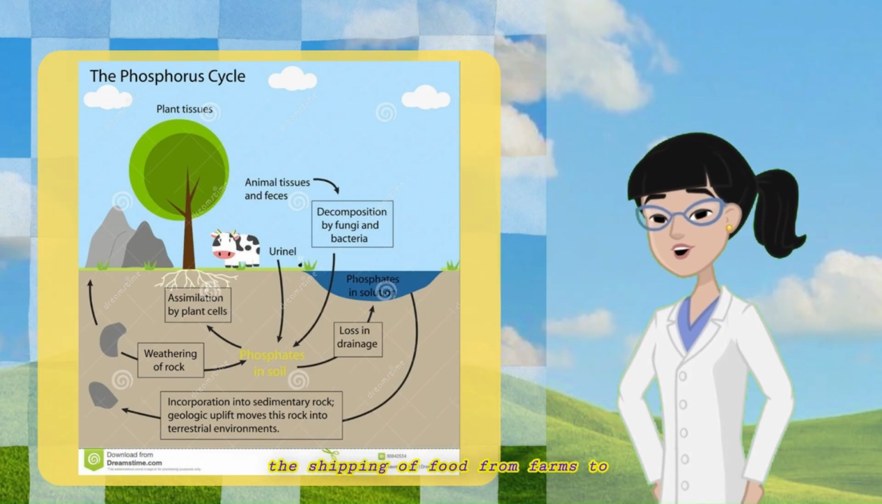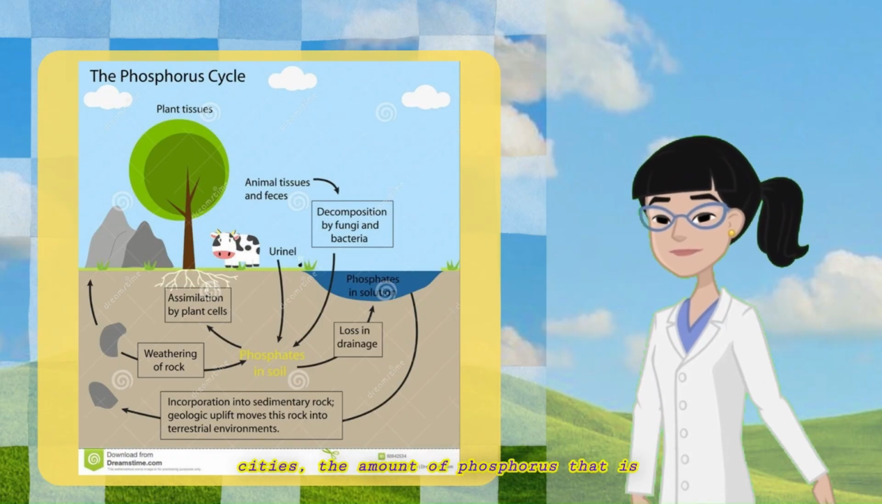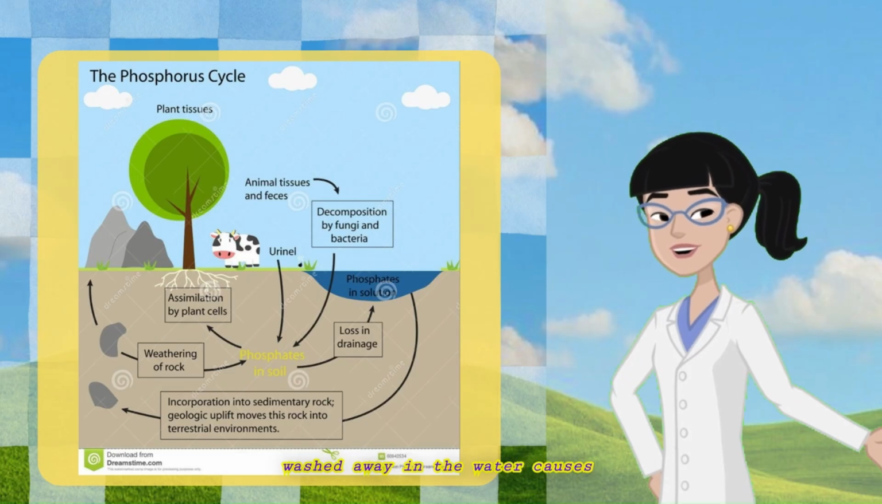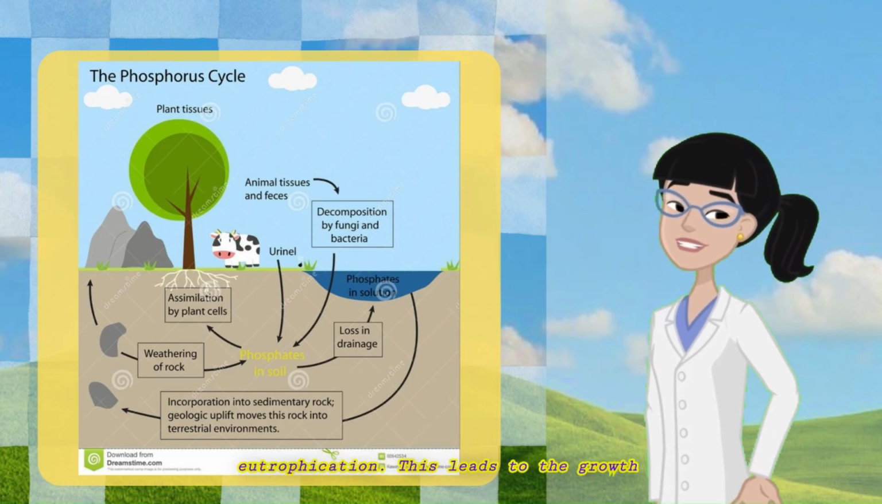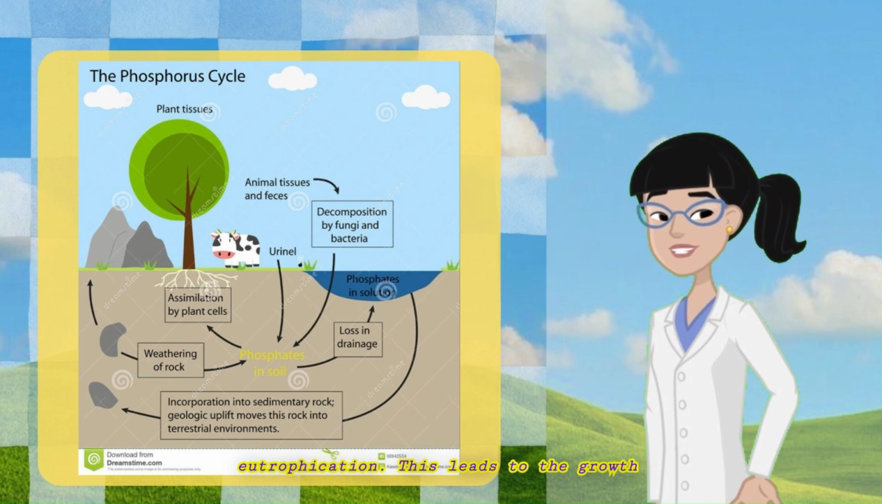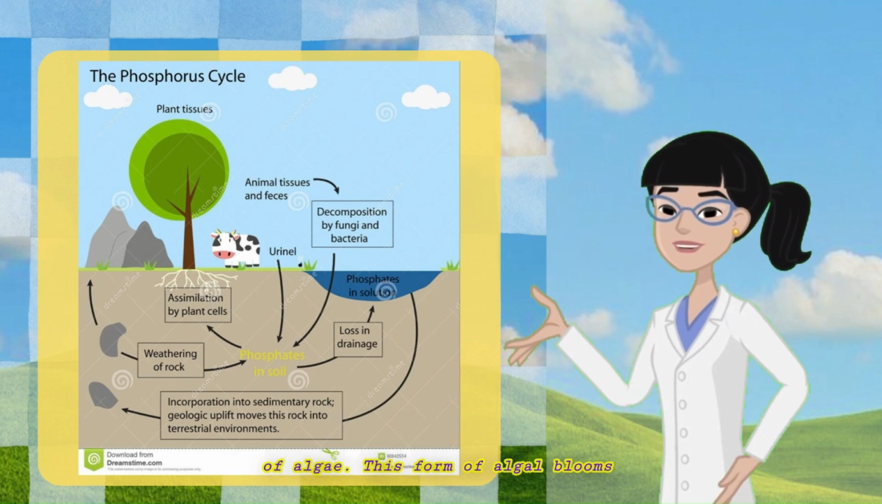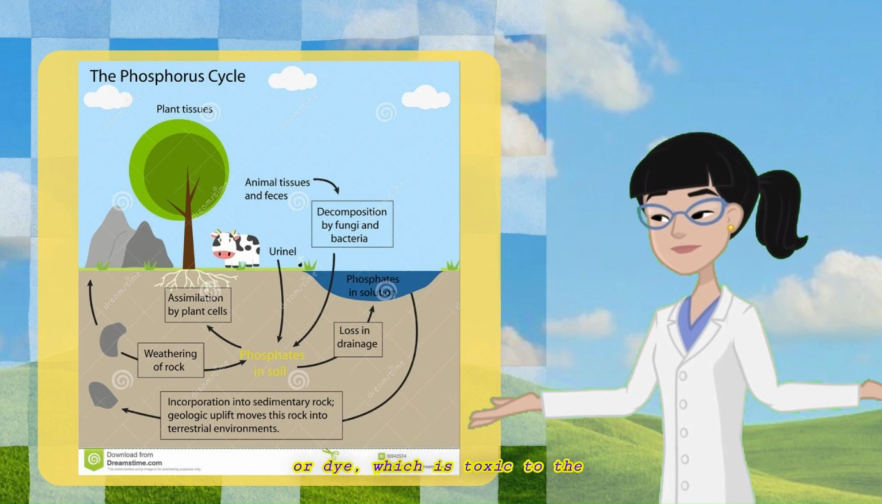During the shipping of food from farms to cities, the amount of phosphorus that is washed away in the water causes eutrophication. This leads to the growth of algae. This form of algal bloom then dies, which is toxic to the aquatic ecosystem.